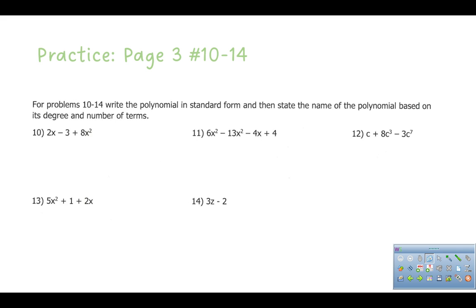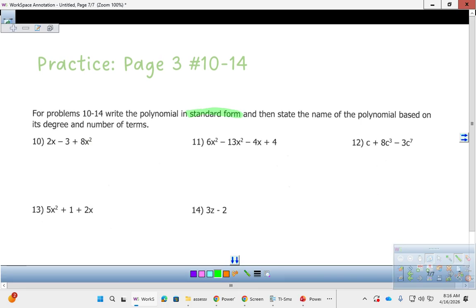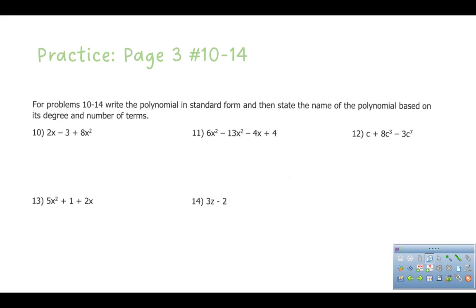So on practice page 3, the next group, which is 10 to 14, right after what we just did, you are going to write these in standard form, meaning I need you to have them in a certain order. Order matters. Highest degree is first, lowest degree is last. Combine like terms when you can, if you can. And then after you write it in standard form, you're going to use the chart to name it. So you can have the chart right next to it and then use that to name it. This is the last thing we're doing today.